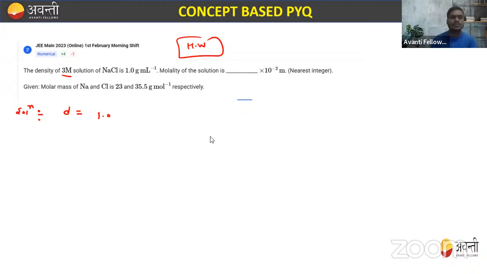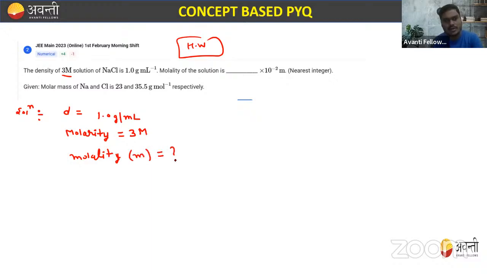Right? So density is given, that is 1 gram per milliliter, and molarity is also given. So what is the molarity? Molarity is equal to 3 M. Now you have to calculate the molality, that is small m, right?